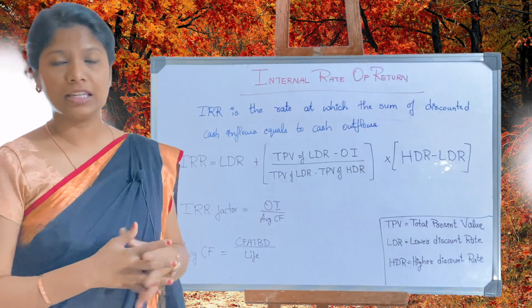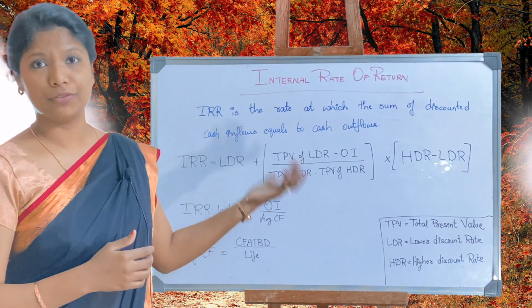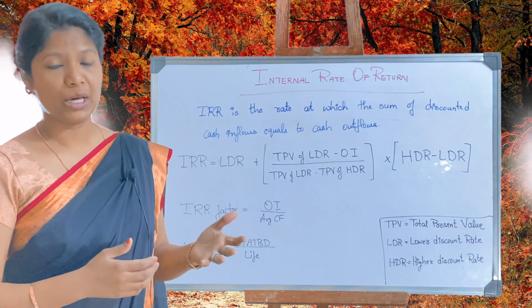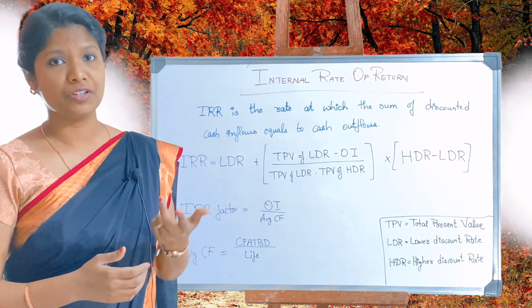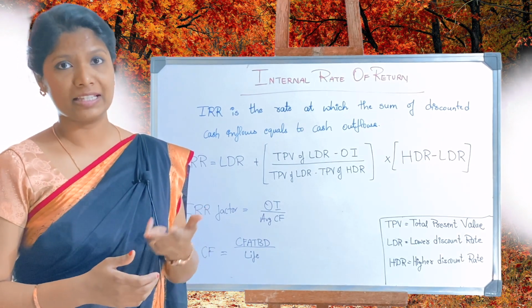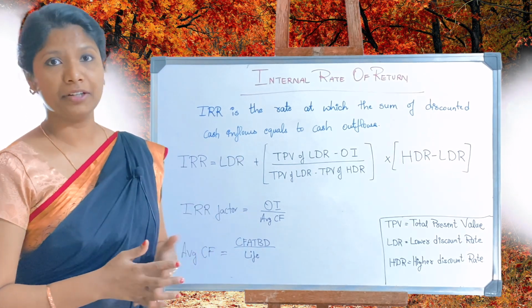This is the last technique under the capital budgeting decisions, internal rate of return, otherwise called IRR. We have completed the payback period, accounting rate of return, NPV, that is the net present value, and profitability index, and we are on the fifth one, internal rate of return.